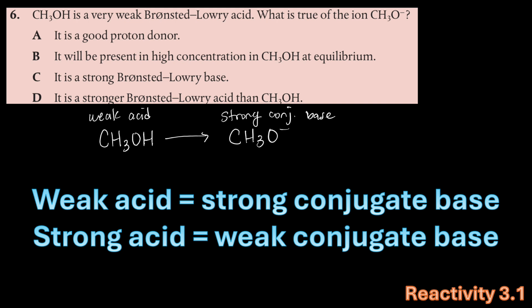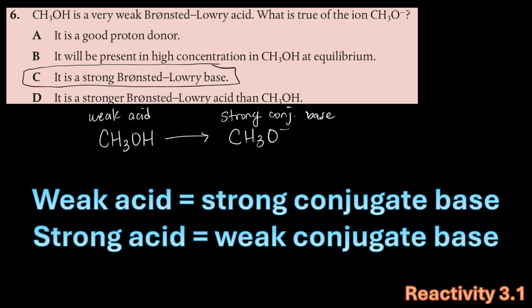And again, that's just because the original weak acid did not easily give up H+ in the first place, meaning its conjugate base strongly pulls those back. So with that reasoning, we can identify the answer as C.